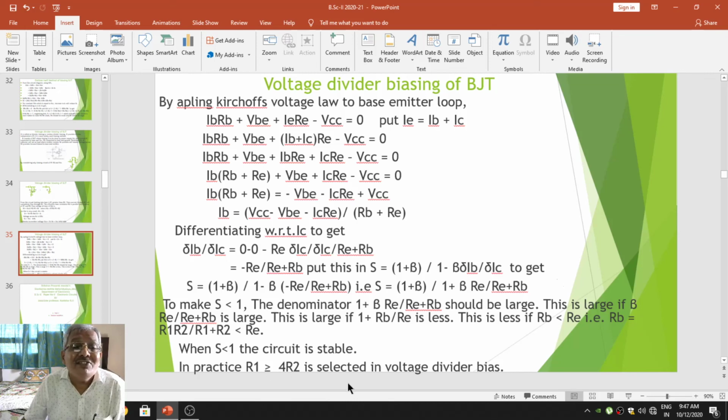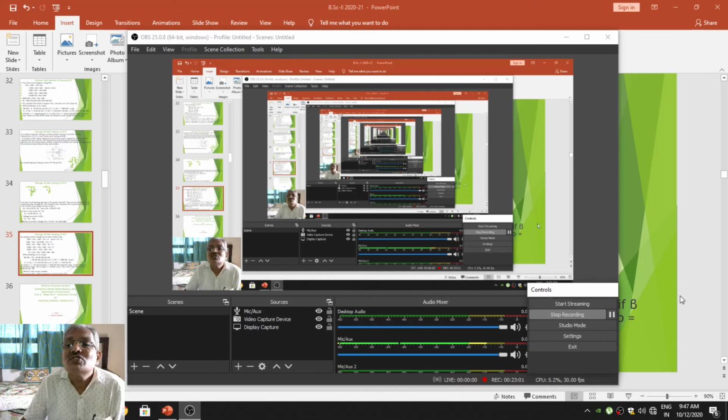Friends, this is how we can analyze the voltage divider biasing to select the proper values of R1 and R2 and make the operating point stable. Again try to remember, it is a widely used method to bias the BJT properly in most amplifier designing. So that's all about the voltage divider biasing network.